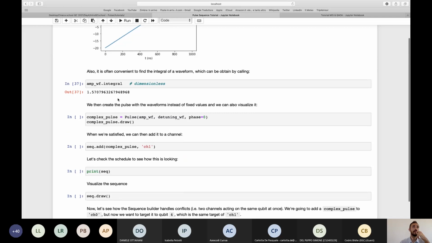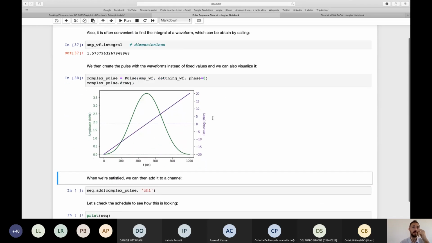So then what I want to do is to draw. This is again the drawing of my pulse. So this amplitude, this Rabi frequency, is associated to this amplitude, and this is the detuning.